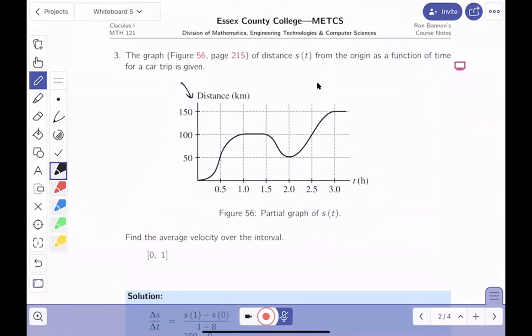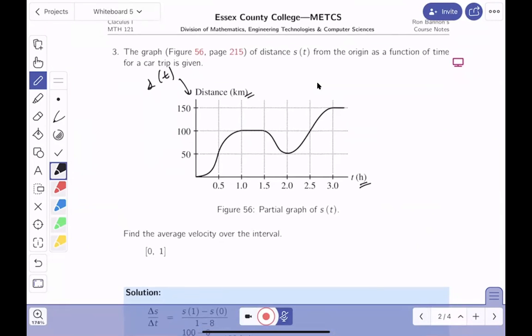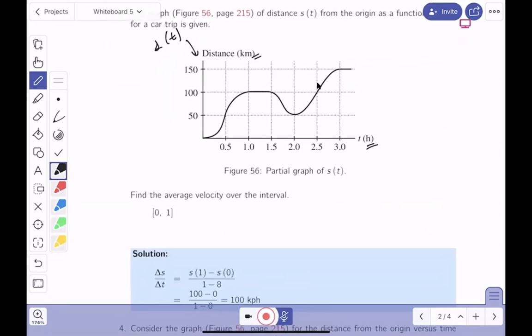This over here is the s-t axis. And it goes on to say that s is in kilometers. I can read that. It's a function of time, and the time is in hours. All right, I see that, hours and kilometers over here. So let's see what it says. The average velocity over the interval 0 to 1. Well, I'm gonna put that down, the average velocity over the interval.